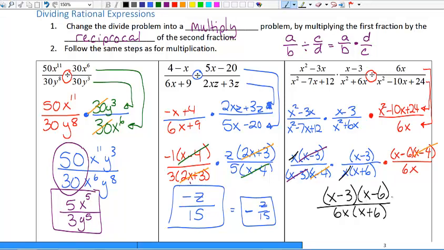Please be careful, the x minus 6 and the x plus 6 do not divide out to 1 because they are not exactly the same. Now that I'm looking at this answer, it doesn't look like there's anything else that could divide out, so I know that I am done.